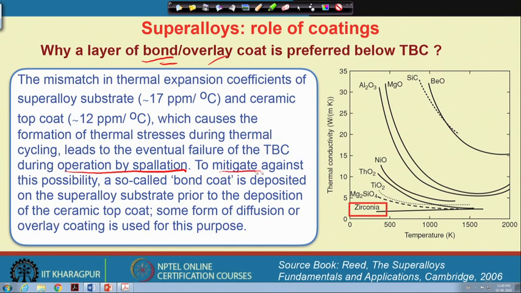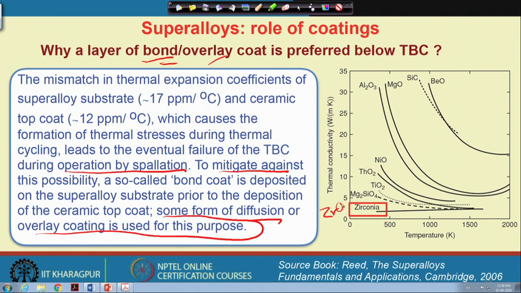And to avoid this kind of problem, as I said, some form of diffusion or overlay coating must be used. Now, the second question will come: there are so many different ceramic coatings we can give as a thermal barrier coating on top of a superalloy. Why do we preferentially choose zirconia, meaning zirconium dioxide? There is also a reason.